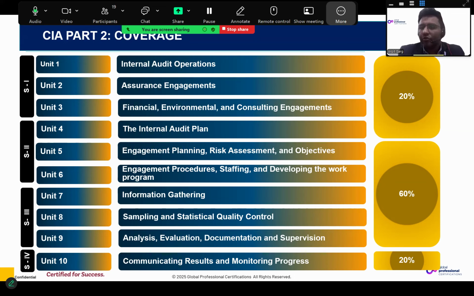Now we are moving to Unit 4, which is the risk-based internal audit plan. This is a very small unit, people. So what is our target for today's session? In this session alone, we will target to complete this unit end to end.